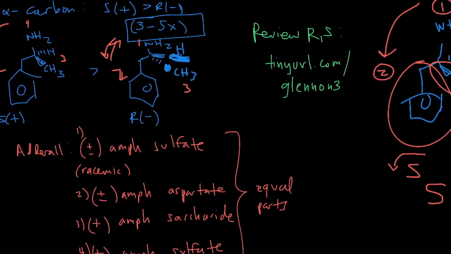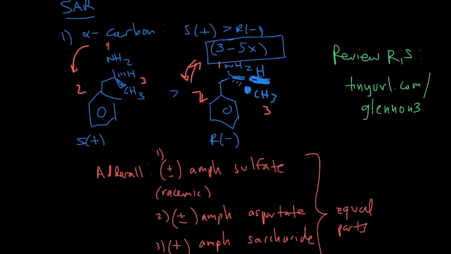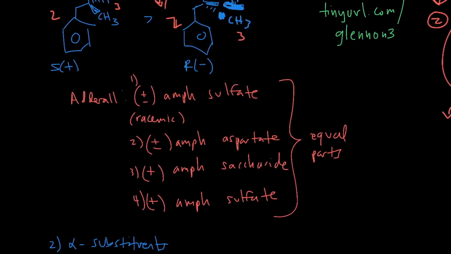Please review the video if you don't remember. Your S isomer is 3 to 5 times more potent than your R isomer. Adderall is a mixture of racemic, or plus or minus, amphetamine sulfate, plus or minus, or racemic, amphetamine aspartate, plus amphetamine saccharide, and plus amphetamine sulfate. So there are 2 racemic parts, the amphetamine sulfate and the amphetamine aspartate, and there are 2 plus parts, or S isomers. There's amphetamine saccharide and amphetamine sulfate. These are all in equal parts.